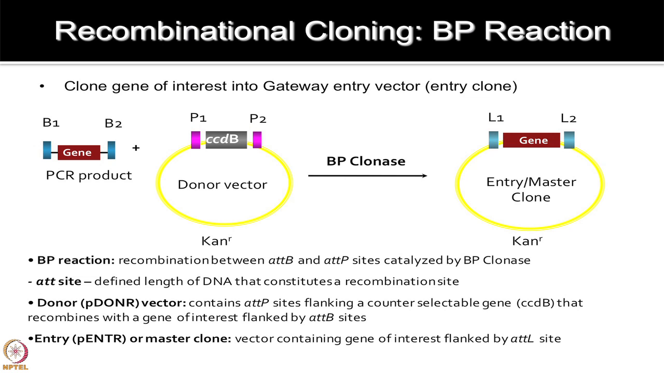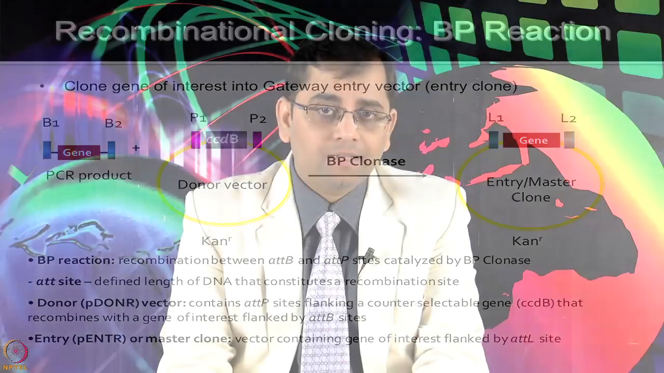Then you have a donor vector into which you want to move your gene of interest, which contains attP sites, attP1 and attP2. This donor vector contains a counter-selectable gene, ccdB, and recombines with the gene of interest flanked by the attB sites. The donor vector has the kanamycin resistance gene, and by adding the enzyme BP clonase, you initiate the reaction, and the gene of interest moves into the donor vector, which is now termed the master clone or the entry clone.